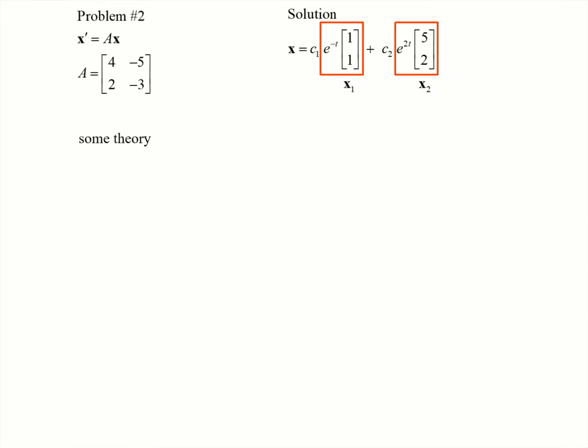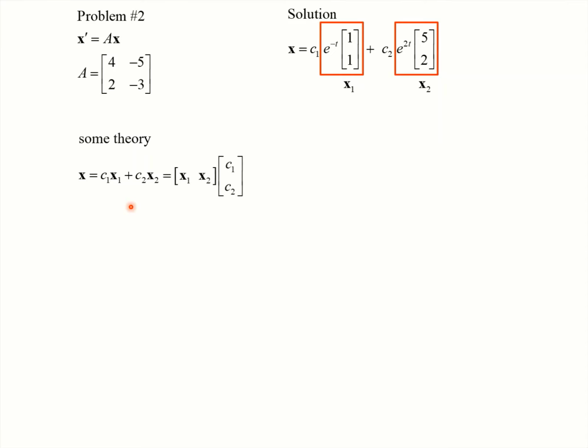Our solution to this looks like C1x1 plus C2x2. Let me see if I have the laser pointer. Oh, there, it's back. Okay, so I have that, and that's what we have written there. Okay, what I'm going to do is I'm going to do something. So we're done solving problem 2, but we're just looking at some theory.